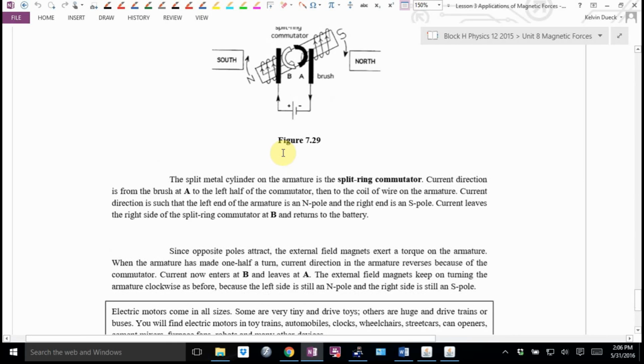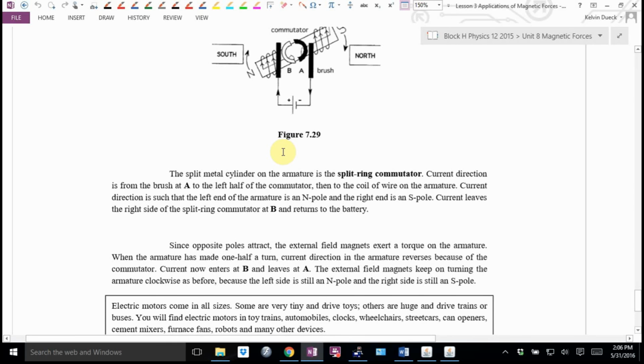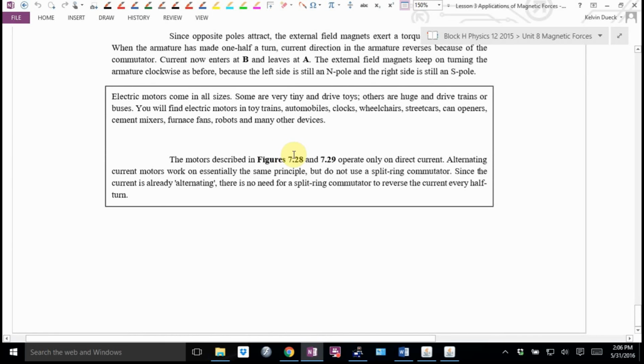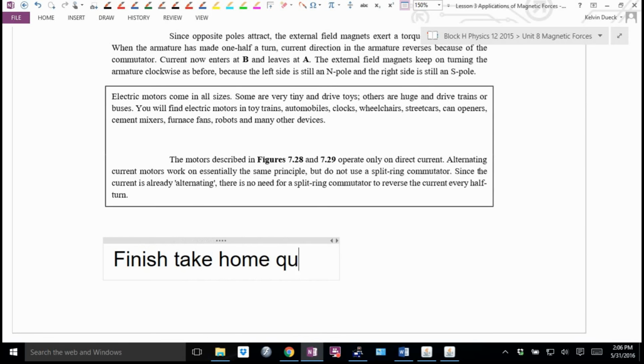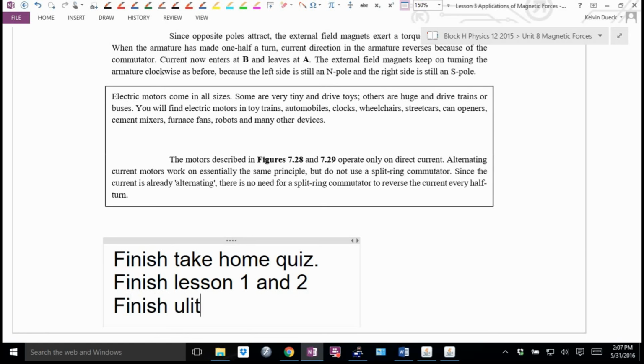Here's a longer explanation you can read through, but I think my verbal one has worked. Instead, I got a couple of videos to show you and some homework. So your homework is, first of all, I probably will ask you, not on this test, but the next test, some conceptual stuff about electric motors. But for now, finish the take-home quiz. Finish lesson 1 and 2. Finish the ultimate review that I handed out last day, but I got a couple of cool videos to show you first.